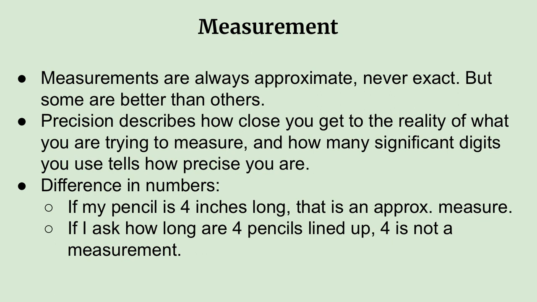So there are different numbers that we use in measuring. For example, if my pencil is 4 inches long, that is an approximate measure of 4 inches. The 4 represents 4 inches. But if we talk about 4 pencils lined up, that 4 is no longer a measurement. That is what we would call a whole number or a counting number. It tells us there are 4 pencils in total, but it doesn't tell us how long or how big something is. There are no units tied to that number. And that's an important distinction going forward, especially with significant digits.